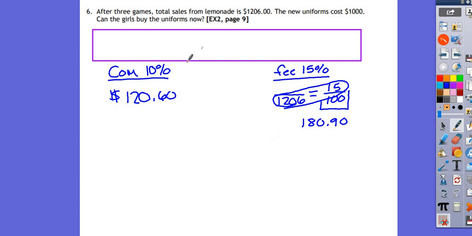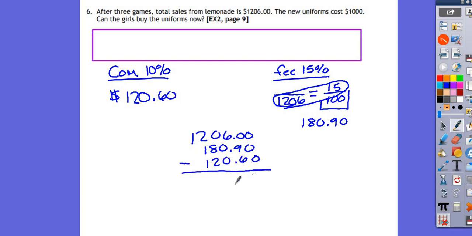Okay, so I need to see if I have enough to buy uniforms. That's $1,000. So I need to take the $1,206 and subtract 180.90 and 120.60. Subtracting that, and I end up getting $904.50. So I end up still not having enough to buy the uniforms. I'm getting close.